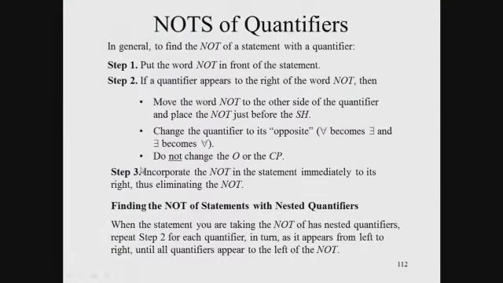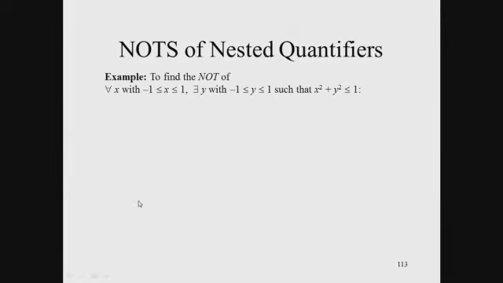And now, the word not is just in front of the something that happens, and you have to incorporate that word not into the something that happens, thus eliminating the word not. So when the statement you are taking the not of has nested quantifiers, you simply repeat step 2 for each quantifier from left to right. Let's take a look at an example.